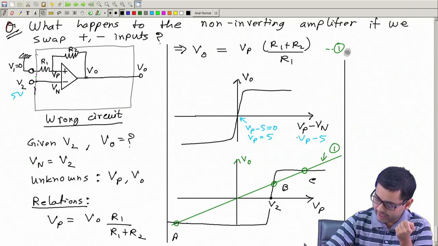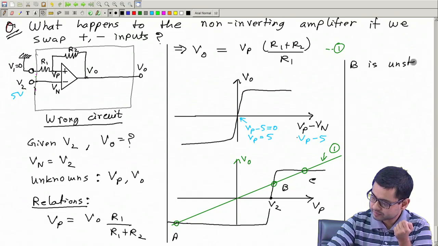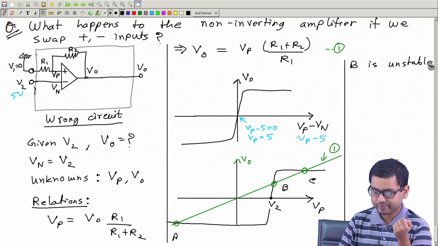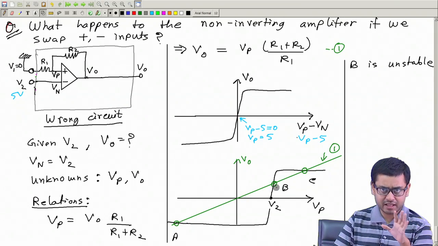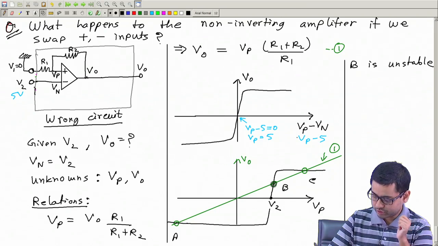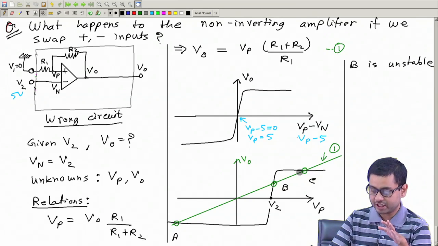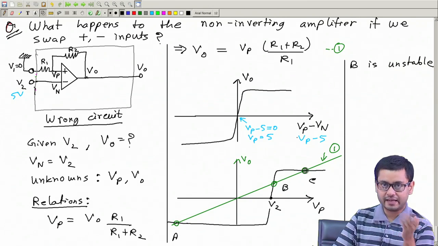I can justify that B is unstable. You do the analysis on your own, I request you. If you start from this point and move a bit, then at this point the op amp would like to have more output, so it will go further towards the right, or it will try to increase the output and it will land here.